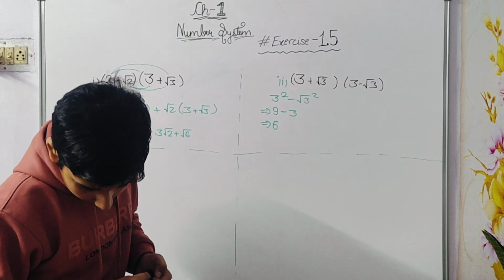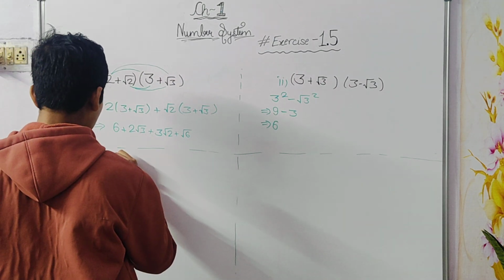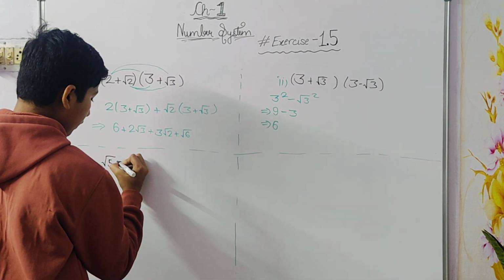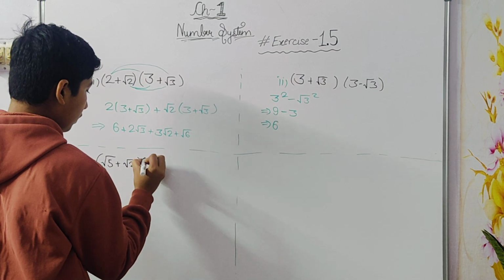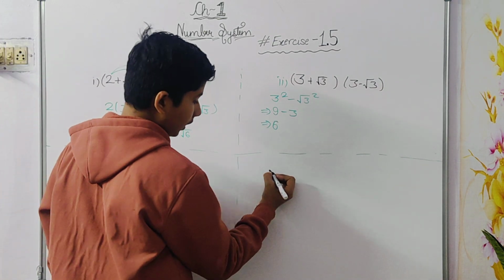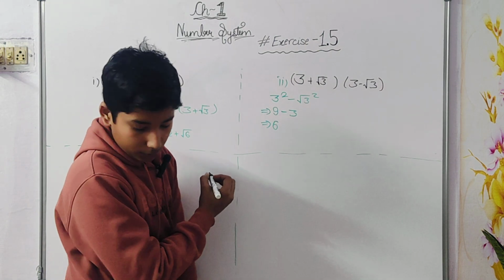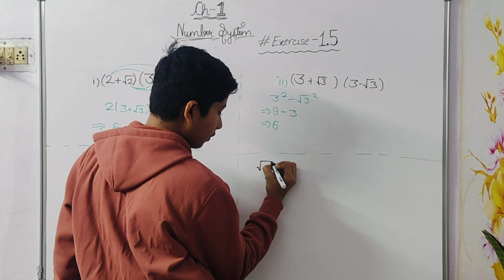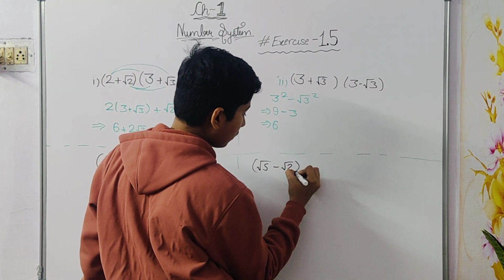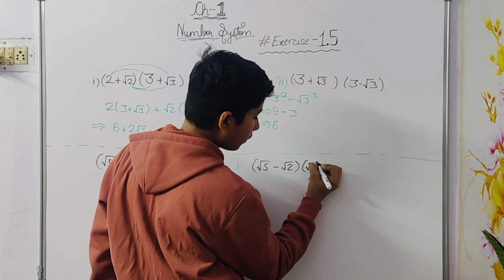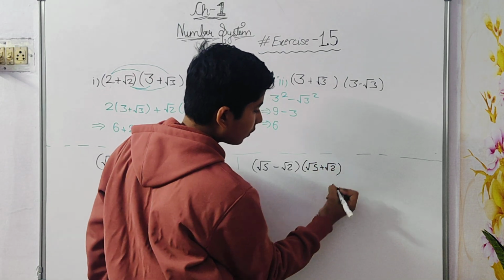Now root 5 plus root 2 whole square. And over here it is root 5 minus root 2, root 5 plus root 2.